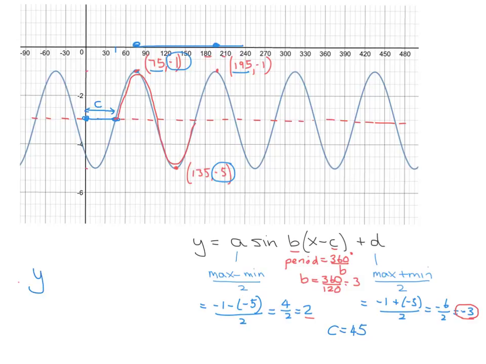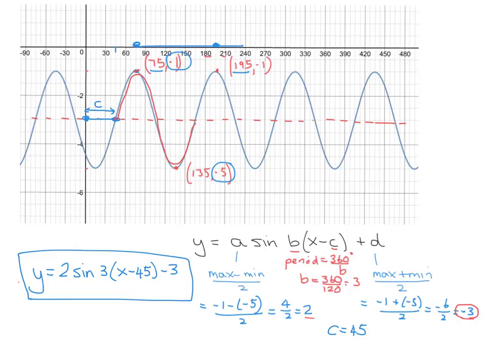So the final answer is y equals 2 sine B is 3, x minus C, x minus 45. And then the whole thing has been shifted down 3. And there's your answer there. Interestingly enough, the amplitude A is this distance here. A is the distance from the line of rotation up to the maximum, and obviously down to the minimum as well. So the amplitude is the displacement away from the line of rotation.